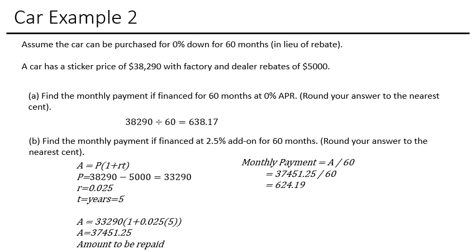$624.19. Okay. All right. So that's part B. Okay. Now we're going to look at part C.